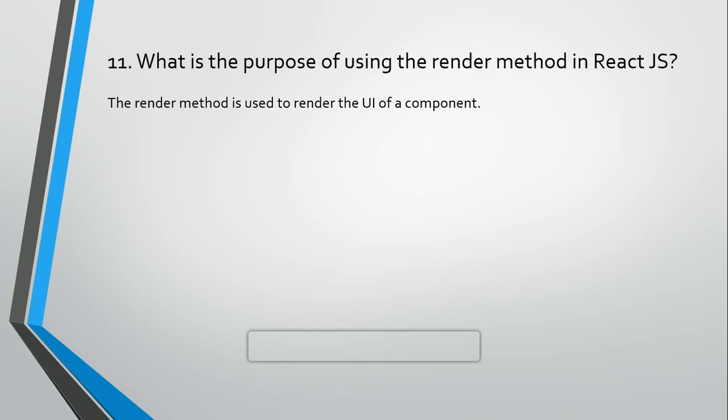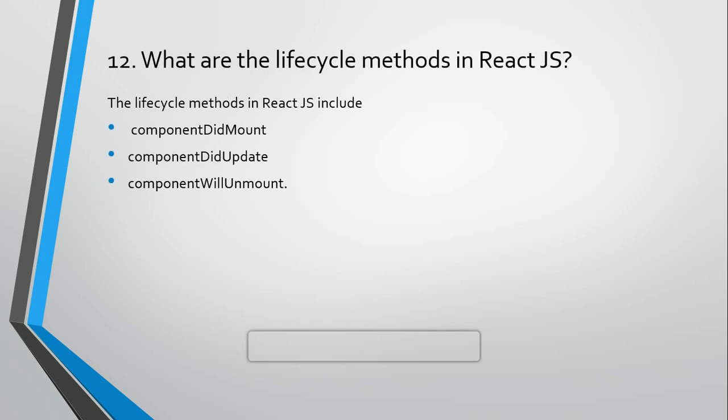Question number 11. What is the purpose of using the render method in React.js? Normal question, but the answer needs to be very concise: the render method is used to render the UI of a component. What are the lifecycle methods in React.js? The lifecycle methods in React.js include componentDidMount, componentDidUpdate, and componentWillUnmount. As you know, we have three main lifecycle phases, that is mount, update, and unmount.